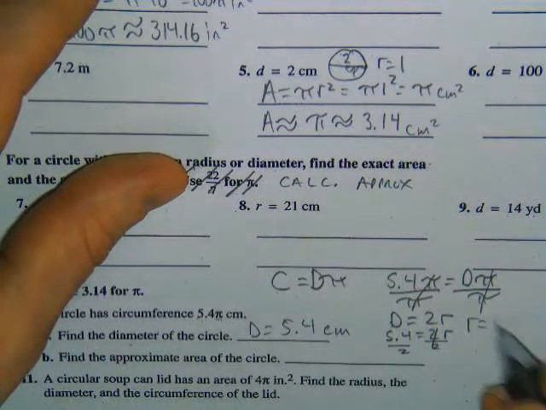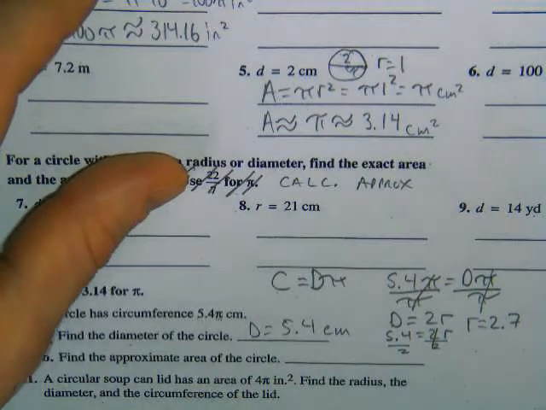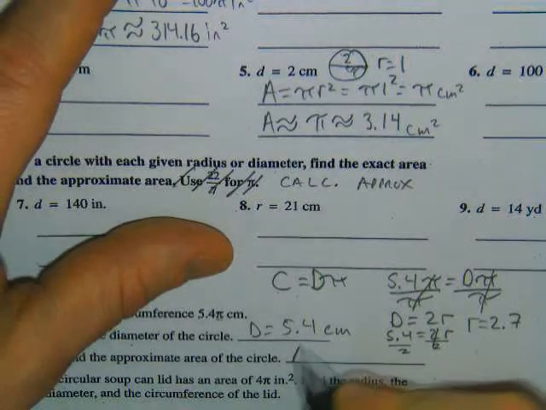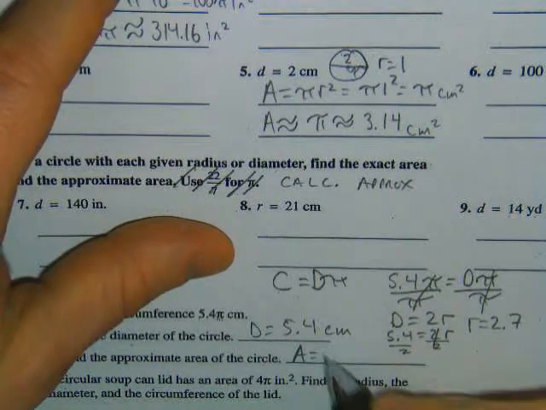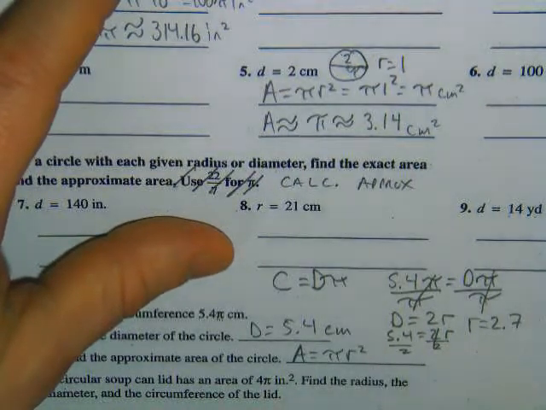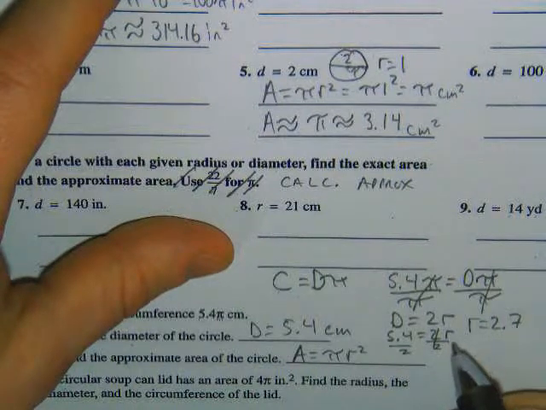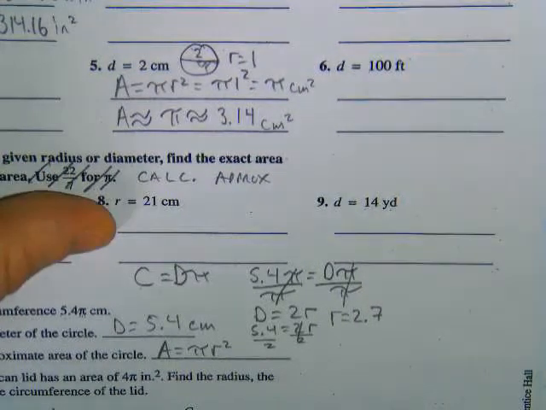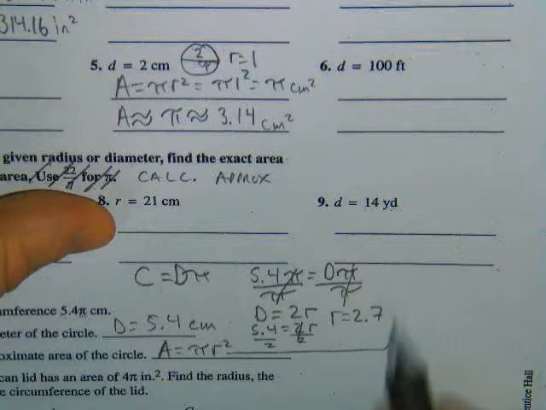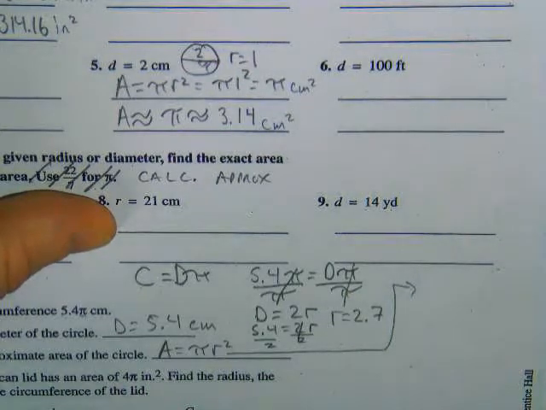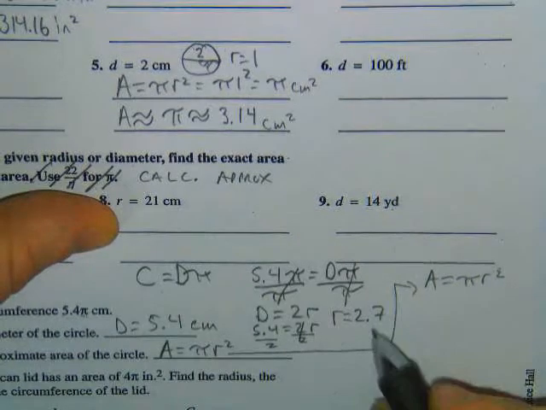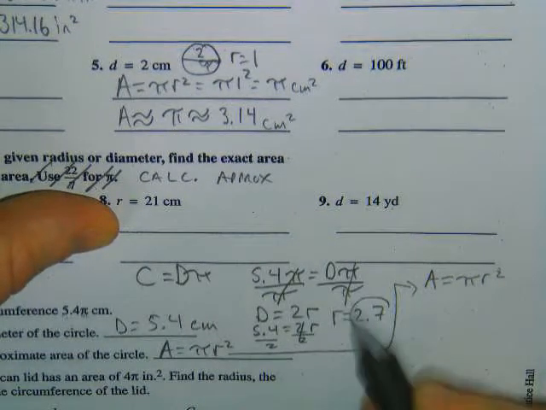Now I can rock and roll. Area is pi r squared. R is 2.7. Okay. I hate how crowded this gets, so I'm going to pull this over here. R is 2.7. Going in here.